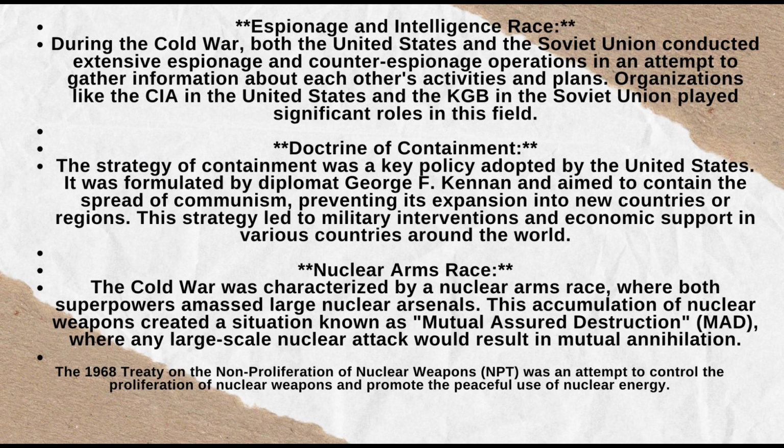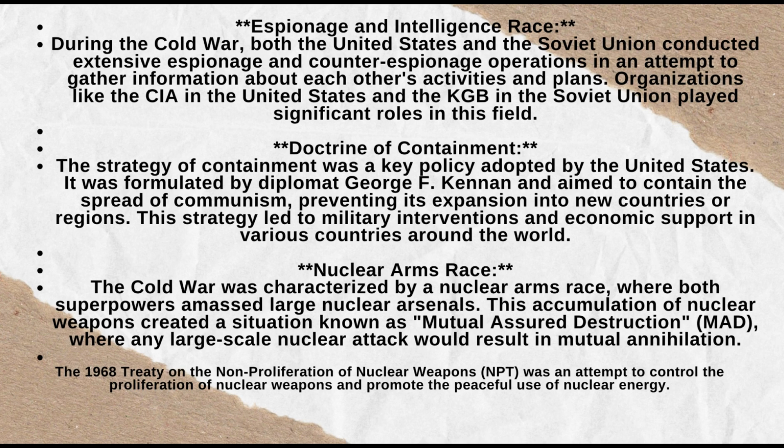Espionage and intelligence race. During the Cold War, both the United States and the Soviet Union conducted extensive espionage and counter-espionage operations in an attempt to gather information about each other's activities and plans. Organizations like the CIA in the United States and the KGB in the Soviet Union played significant roles in this field.